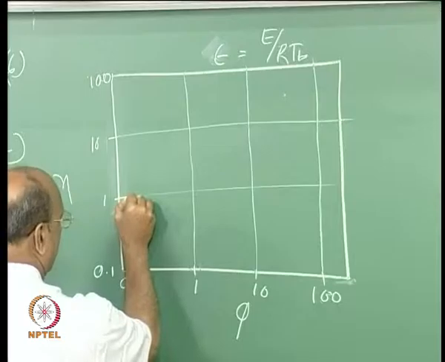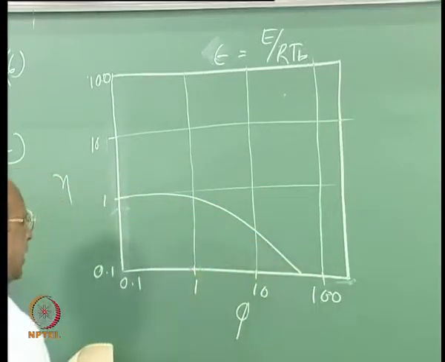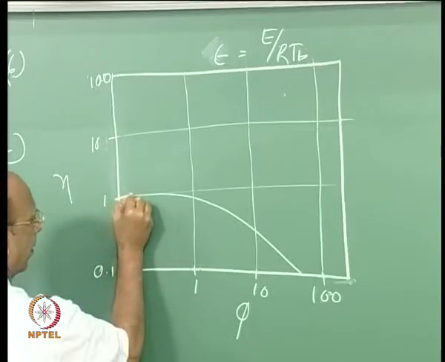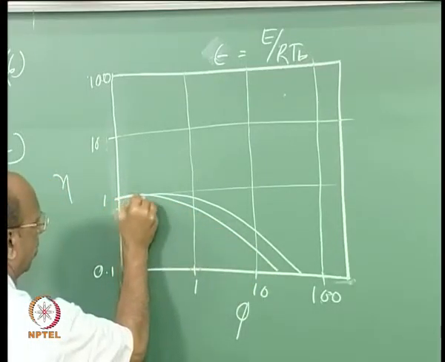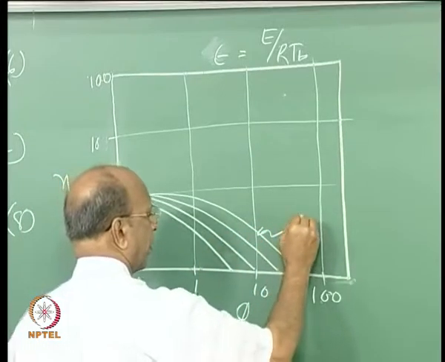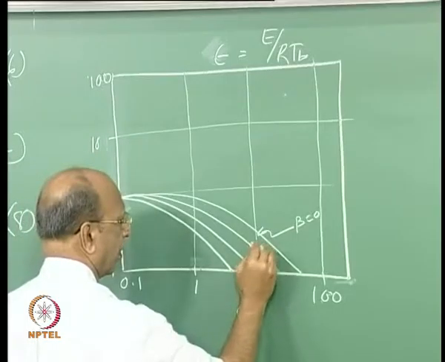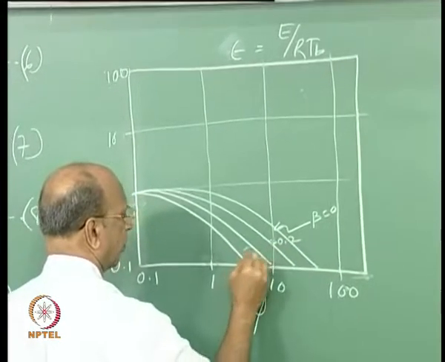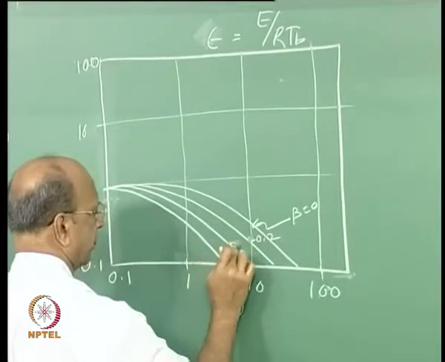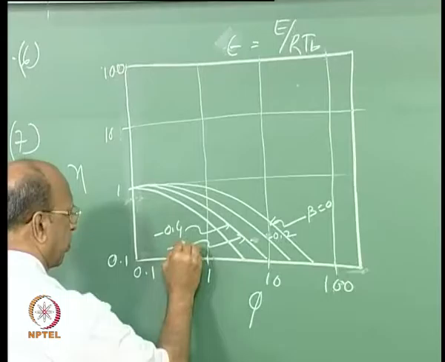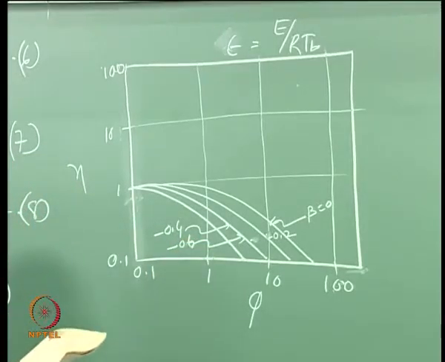So, you may get something like this, and first simple things, beta negative means again endothermic. So, I may have minus 0.2 like this. So, this is beta equal to 0, minus 0.2, minus 0.4, minus 0.6. Good. So now the exciting things.